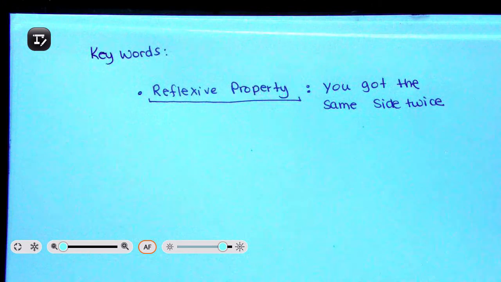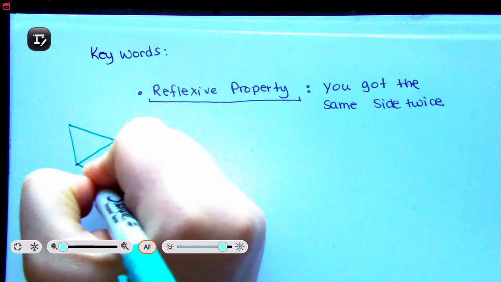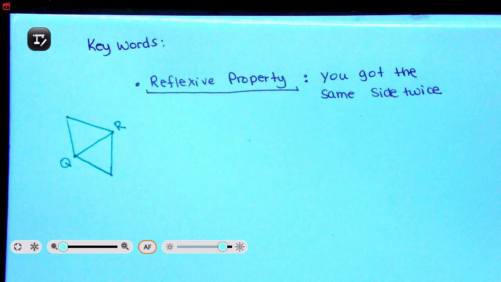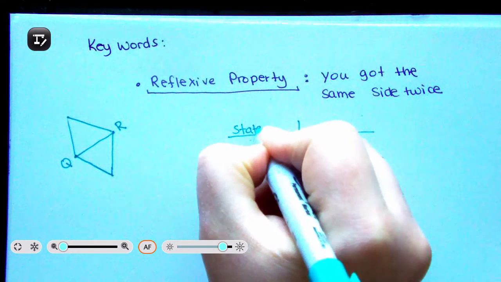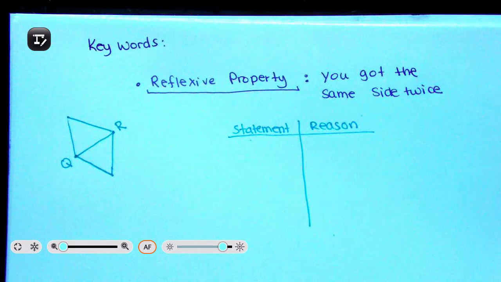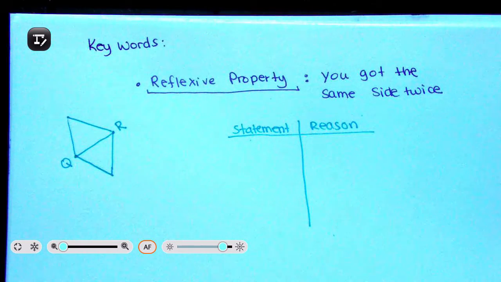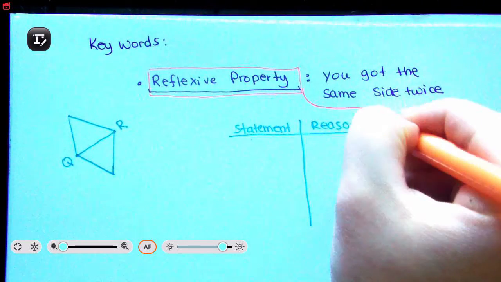So when you look at your image, let me draw one real quick. Sometimes you're going to see, here's one triangle, here's another triangle, here's Q and R, here's your T-chart. When I say that this one you don't really write, you're going to write this reflexive property, but you're going to use this keyword in your reasons.